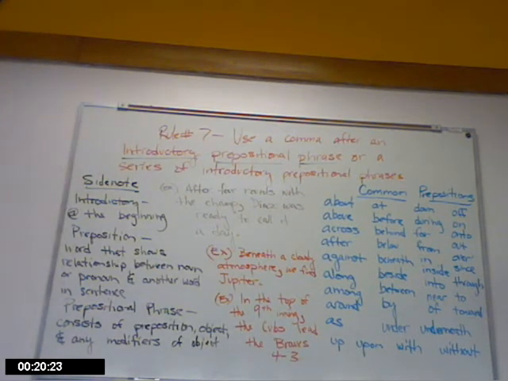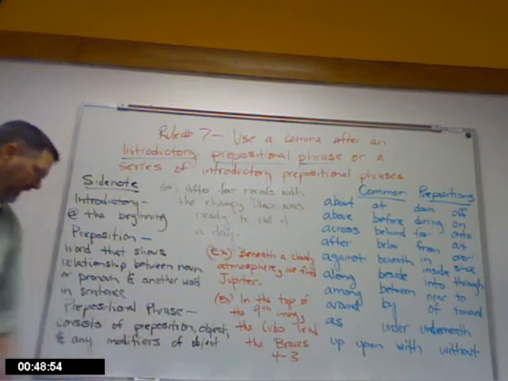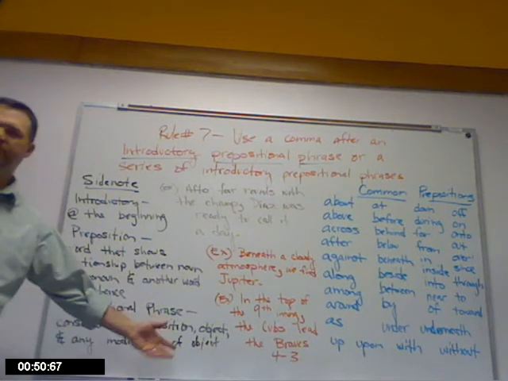You can read that. Introductory, we go to the side notes here. Again, introductory means at the beginning. So when we're dealing with commas, we're talking at the beginning of a sentence. What is a preposition? A preposition is a word that shows a relationship between a noun or pronoun and another word in the sentence. Well, what exactly does that mean? What does it mean by relationship? And we'll talk about that a little more. And then lastly, a prepositional phrase consists of a preposition, its object, and any modifiers of the object.